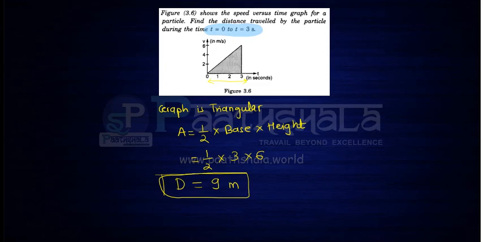Hence, the area is half into base into height, and the base is 3, which is the time duration, and the height is the velocity, or we can say the speed. That is the maximum speed at t equals 3, which is 6 meter per second. So we have used the given data and we have calculated the distance traveled by the particle, which is equal to 9 meters.